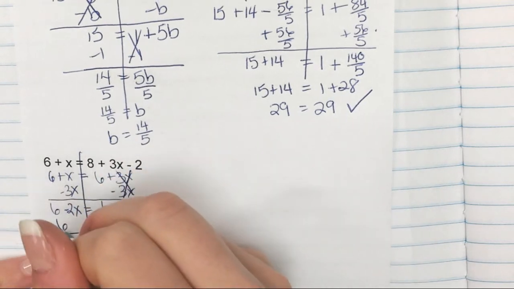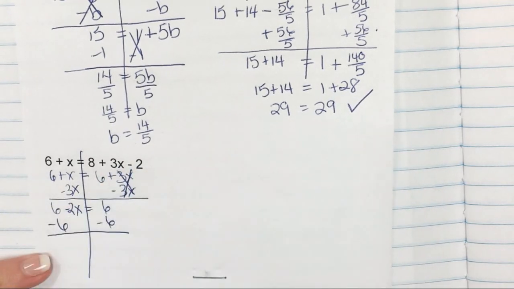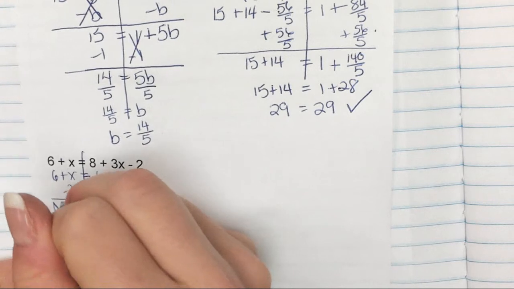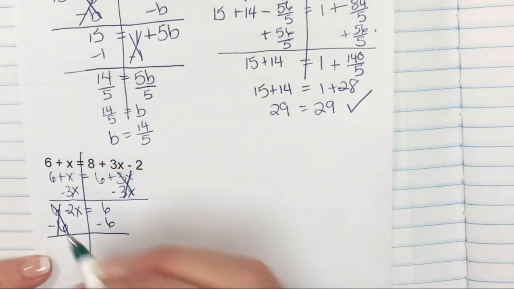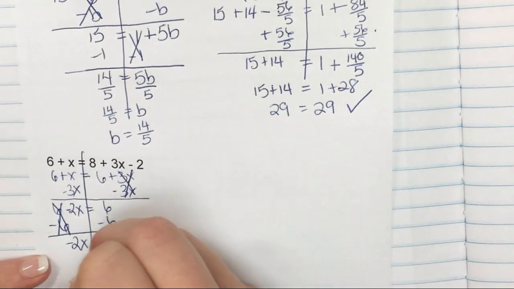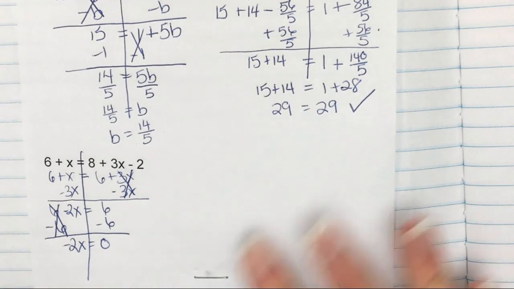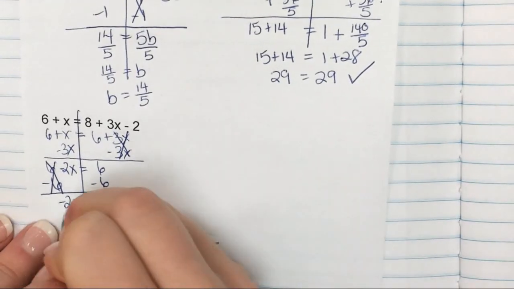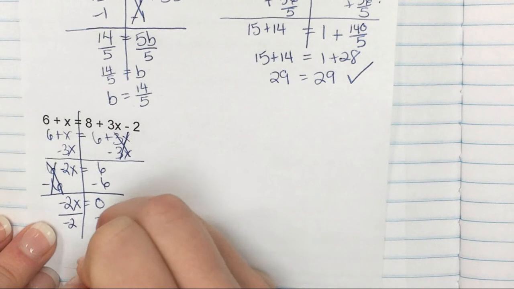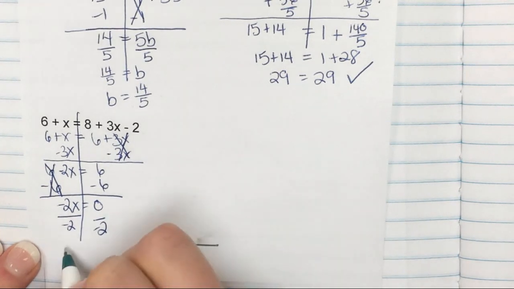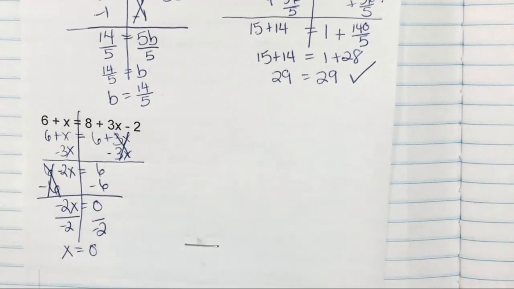Remember, this is a positive 6. I'm going to need to subtract a 6 in order to cancel that out. These two are going to go away. So I have negative 2x is equal to 0. No problem. Division property of equality says I can divide both sides by negative 2. And I'm going to have x is equal to 0.